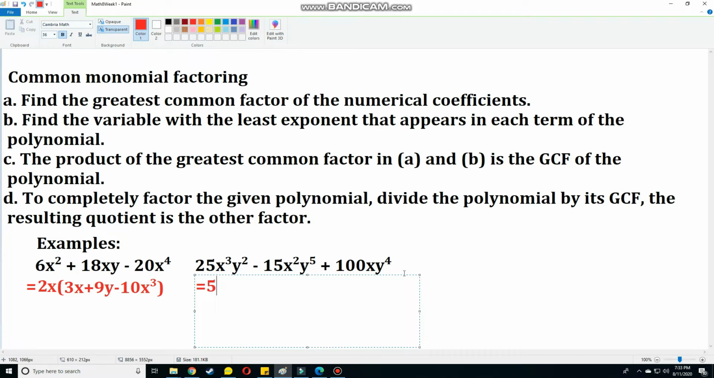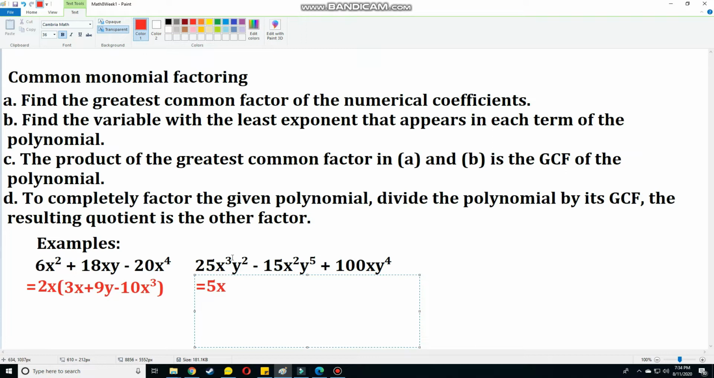How about the least exponent? On x here, we have cube. On x here, we have square. On x here, we have the first degree. So what is the least exponent? Of course, it's the first degree.